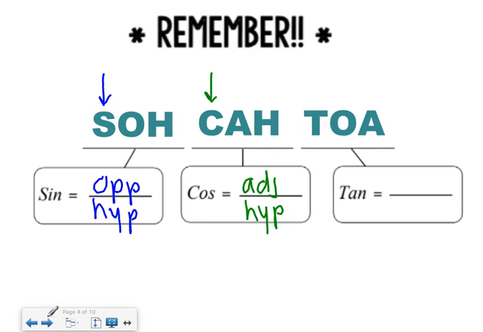What's that word supposed to say? Just SOHCAHTOA. Alright. T for tangent. O for opposite. And then A for adjacent. So if you commit that to memory, it might help you if you get stuck on a quiz or test.